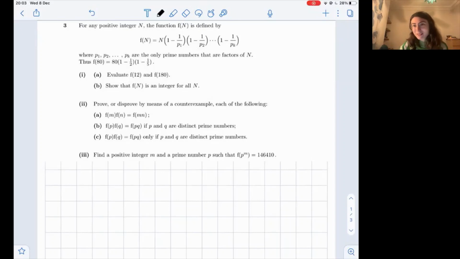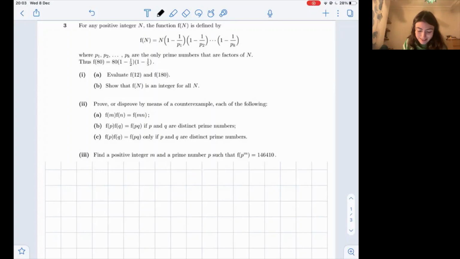In this question we're not given anything from the A-level syllabus. We're just given this function that we've probably never seen before, and we have to use some properties of prime numbers. So it sounds very basic, but it's a STEP question, so no. So let's look at this function.